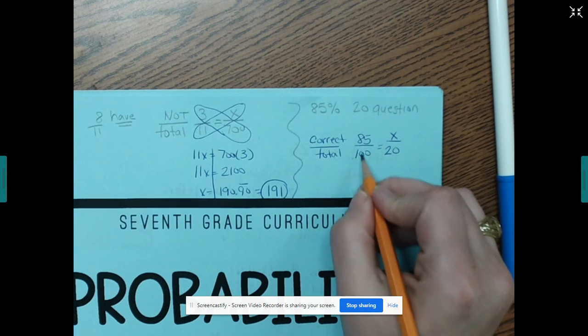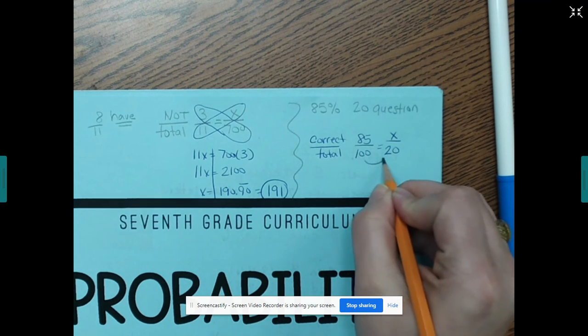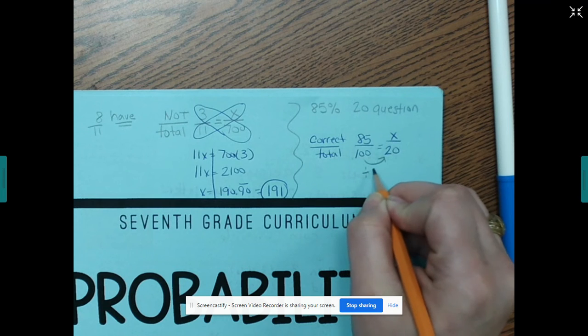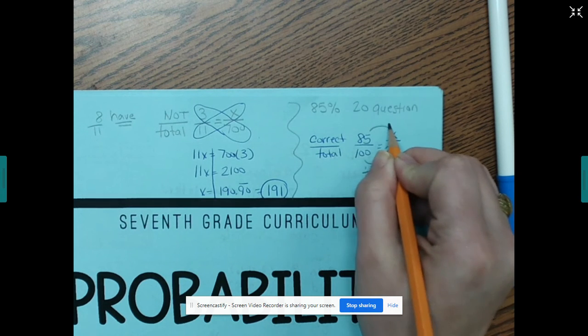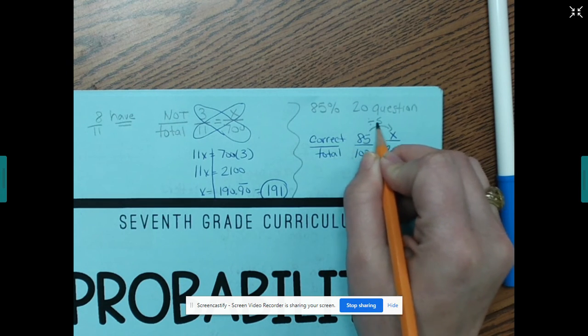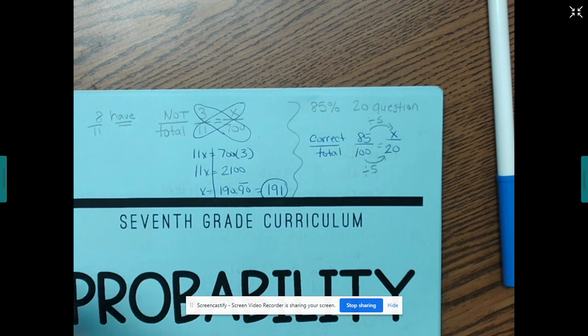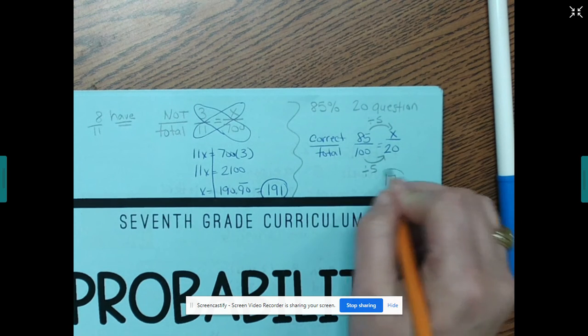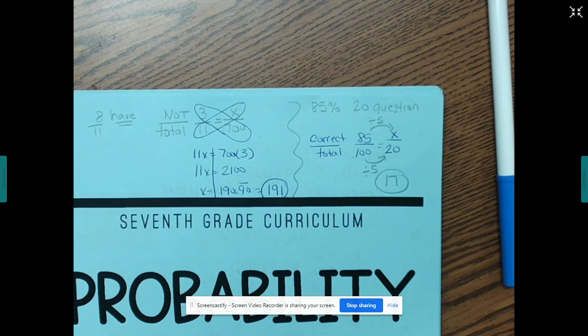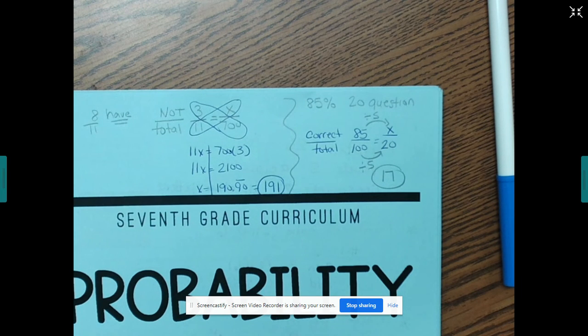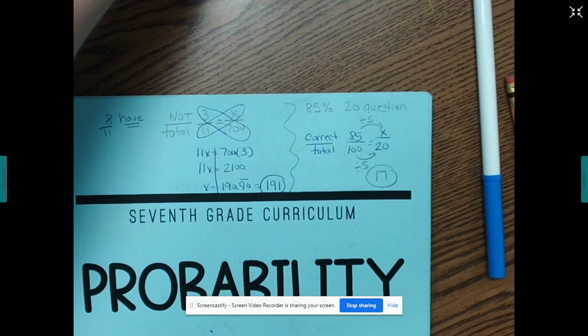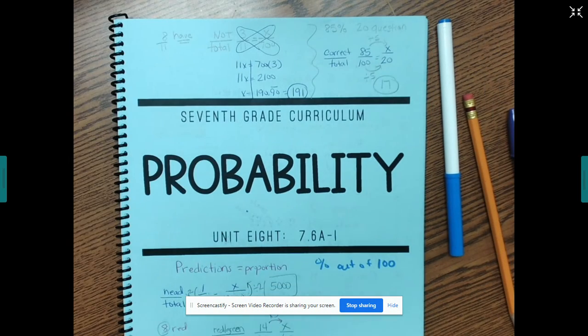I don't see a shortcut here, but I do see a shortcut here, which is divide by 5. So this one is also nice. Divide by 5. 85 divided by 5 is 17. So that means I got 17 questions correct. Super easy. We've been doing this for a long time. You're just setting up your proportions. So we're still using probability, but we're using those probabilities to make a prediction.